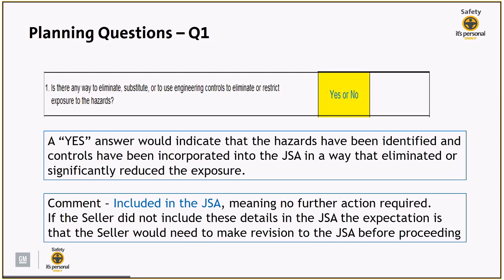So planning question 1 is asking, is there a way to eliminate, substitute, or use engineering controls to eliminate or restrict exposure to the hazard? So if the contractor answered yes, it would indicate to you that the hazards have been identified and controls have been incorporated into the JSA in a way that they are eliminated or significantly reduced. So a comment you should expect to see would be something to the effect of included in the JSA, meaning no further action is required. If the seller did not include these details in the JSA, the expectation is that the seller would need to make revisions to the JSA before proceeding.